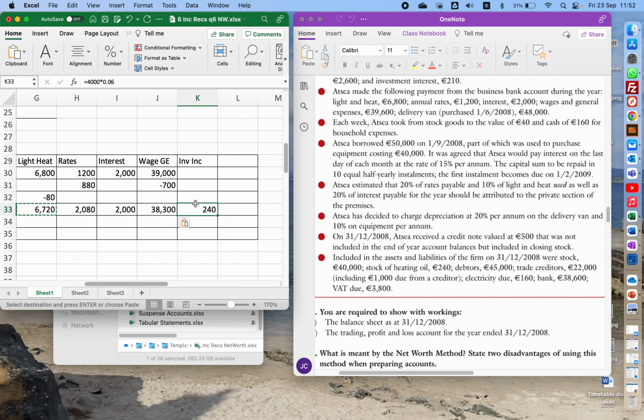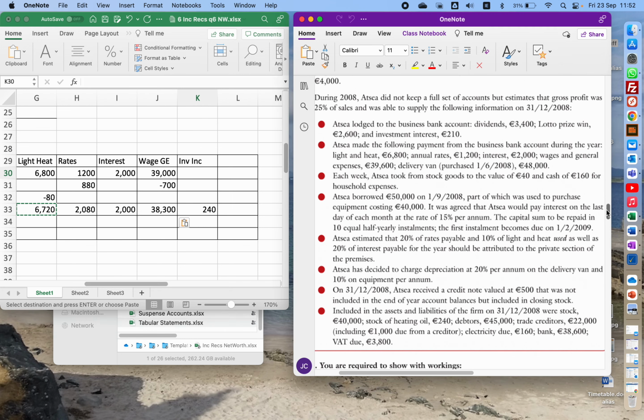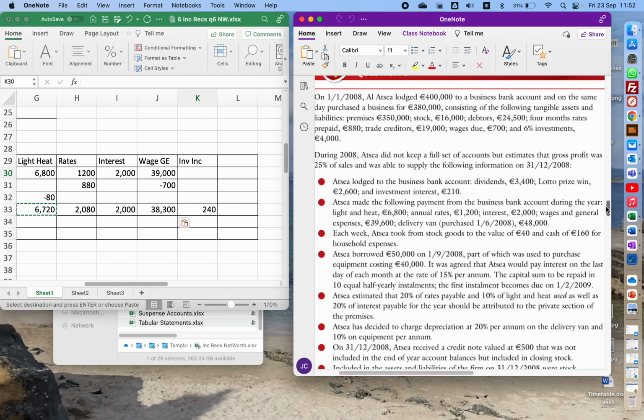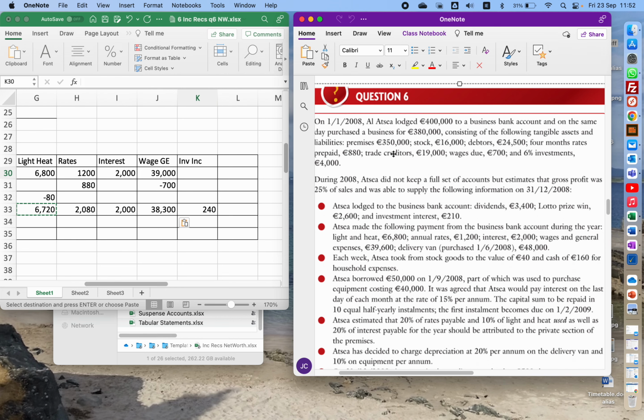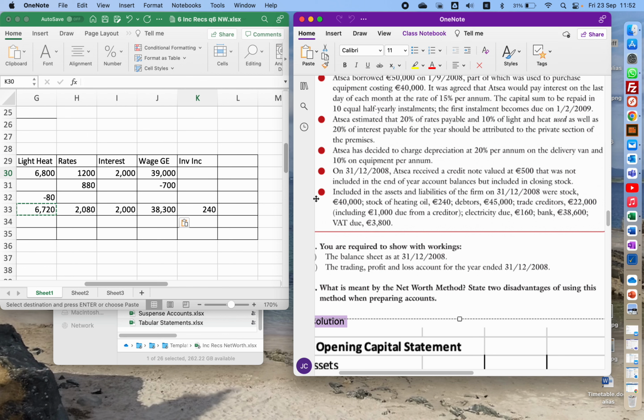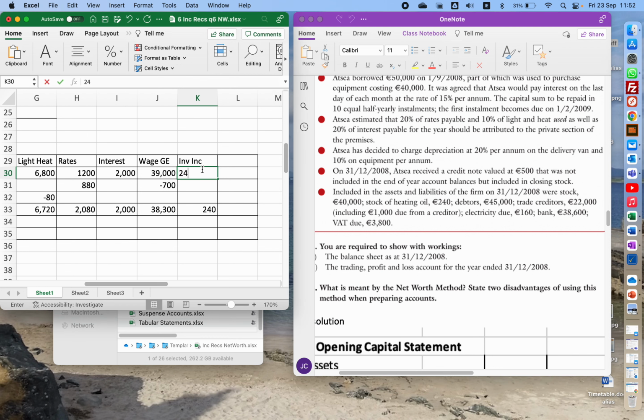Okay, investment income should be 240. We've already calculated that. With the investment income, just quickly checking at the top of the question, was there investment income due at the beginning? 6% investments mentioned, no investment income due. Go to the end of the question, was there any investment income due at the end? No, there's no investment income due. So the figure used is the same as the figure paid.